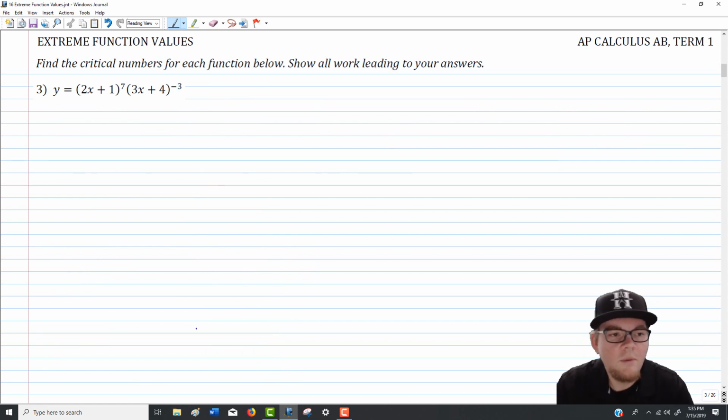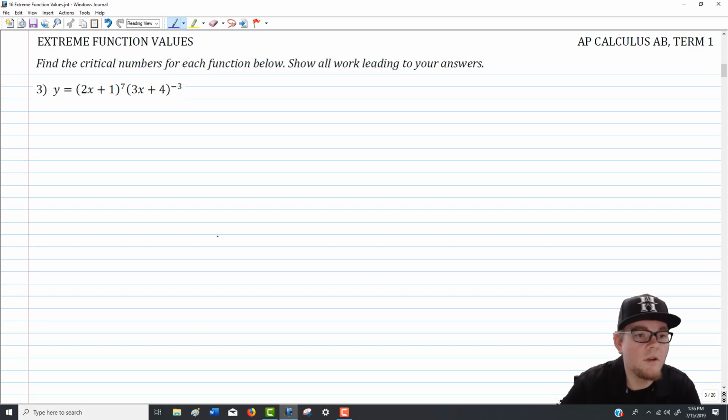Okay, our next example we're going to look at is the same instruction, same set of problems. We're still looking for the critical numbers of each function, and we want to show our work. But in this case, we're given a product of binomial powers. And in this particular problem, I'm not going to go through and do the full derivative carefully. I'm going to expect you to be able to keep up with the quicker version of the derivative.